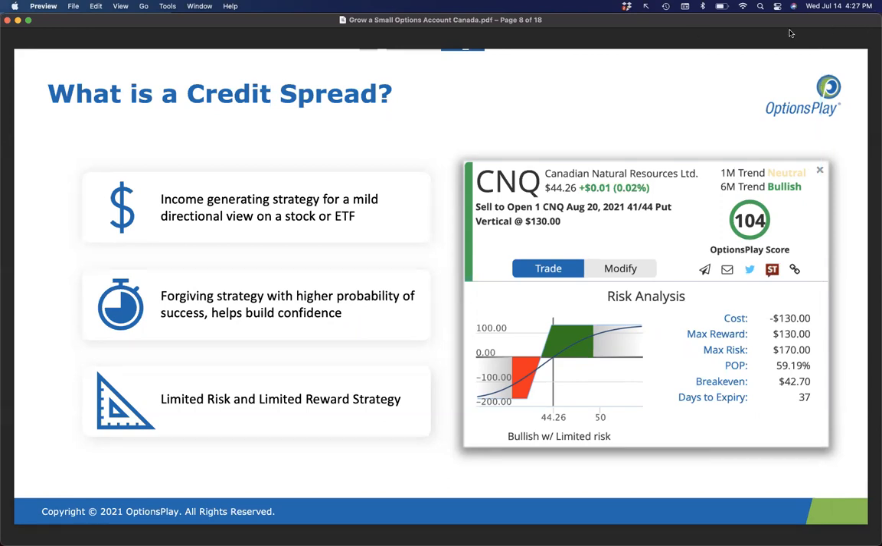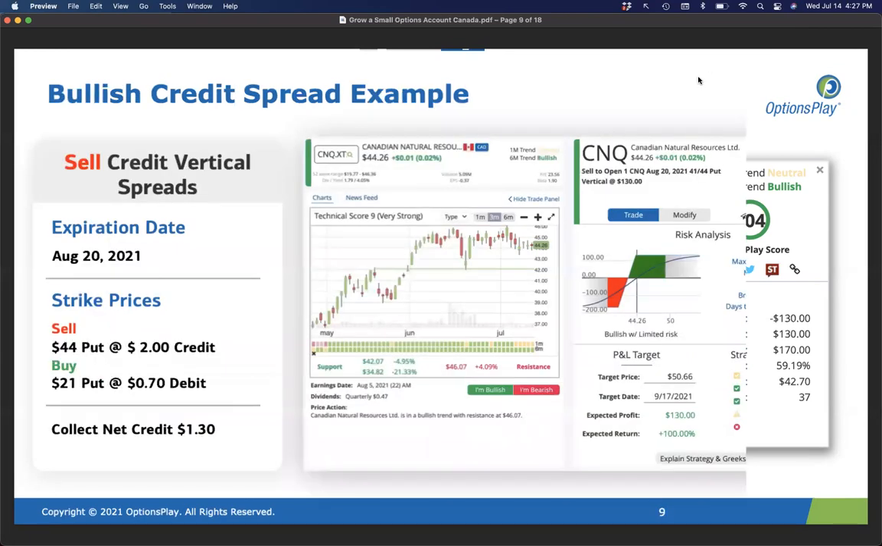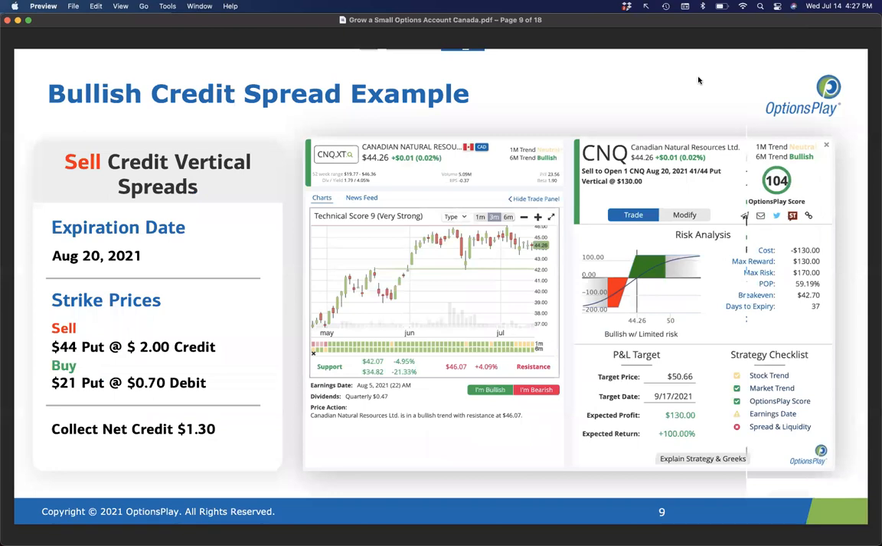Does that make sense, everyone? Please type two into the chat window if that makes sense to you. Okay. Even if you're not familiar with the strategy, we're going to dive into examples. We're going to show you these strategies so that you can learn how to trade them yourself.